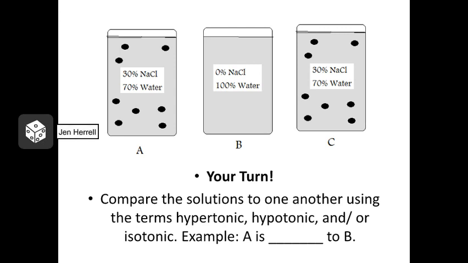What I'd like you to do in this your turn is to compare the concentrations of these solutions in pairs. And then I want you to fill in a series of sentences using the words hypertonic, hypotonic, and isotonic. For instance, you might compare beaker A to beaker B, and you would fill in the sentence, A is blank to B. So A is either going to be hypertonic to B, hypotonic to B, or isotonic to B. And then create sentences for the remaining beakers. Compare all of them to all of them. Bring your results to class.